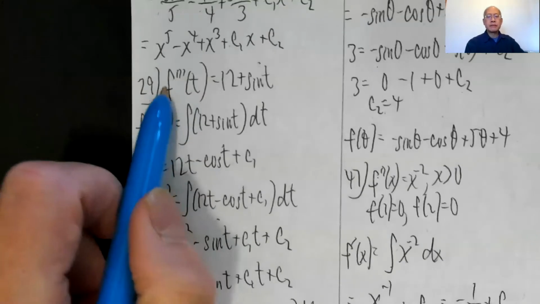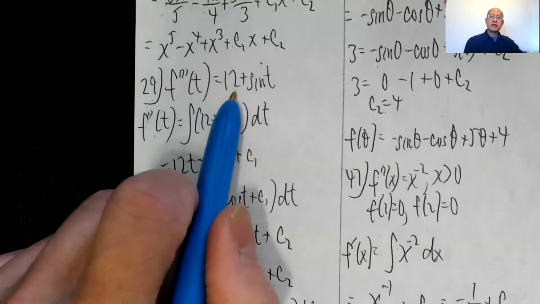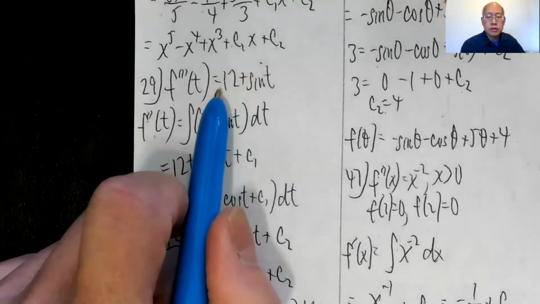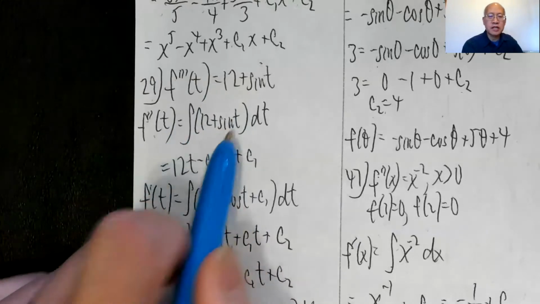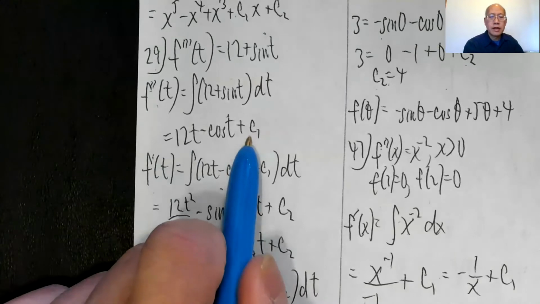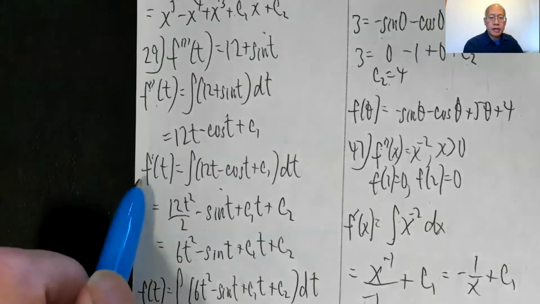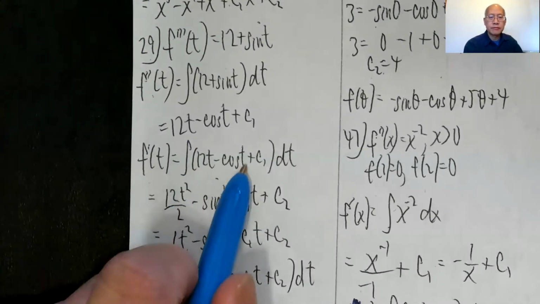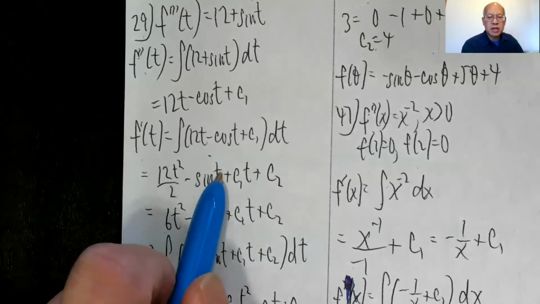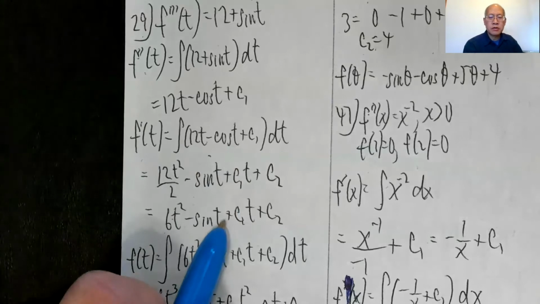F triple prime, oh boy. 12 plus sine t. So I anti-differentiate 3 times. So integrate once, integral of 12 plus sine t, 12t minus cosine t plus c1. That's f double prime. Now go back to f prime, integrate again. So 12t squared over 2 minus sine t plus c1t plus c2, 6t squared minus sine t plus c1t plus c2.